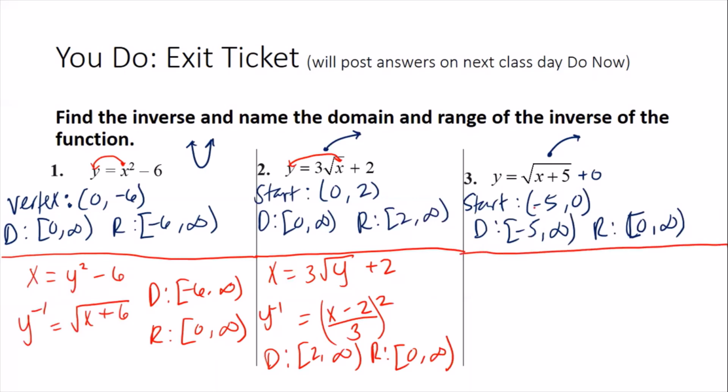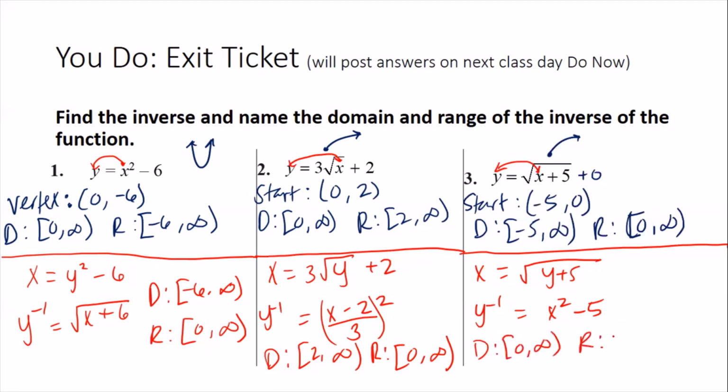Okay, welcome back. For your inverse, we're going to switch our x and our y. So we have x equals the square root of y plus 5. To get y by itself, the first thing we have to do is square. Then the last thing we're going to do is subtract 5. So our inverse is x squared minus 5. The domain of our inverse comes from the range of our original, which is 0 to infinity. The range of our inverse comes from the domain of our original, which is -5 to infinity. And bam, that concludes our section on inverses.